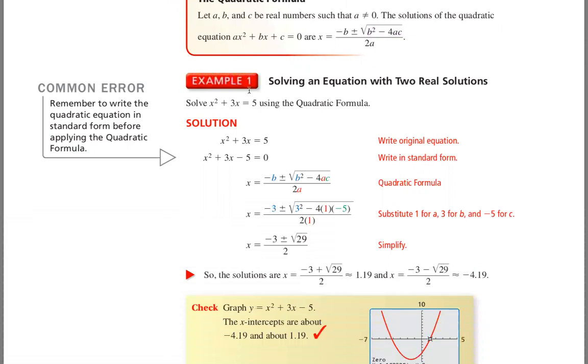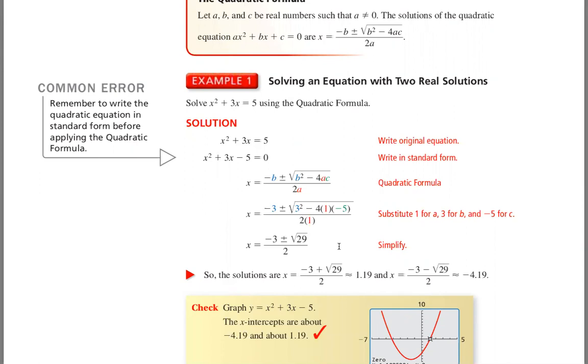Okay, so look at the first example here. Pretty self-explanatory. Again, the biggest thing we gotta do first, we gotta move that 5 over and put it in standard form, ax squared plus bx plus c equals 0. Then you put it in the quadratic formula. a is 1, b is 3, c is negative 5, and you just plug those numbers in exactly how you see it, and you just start simplifying it.